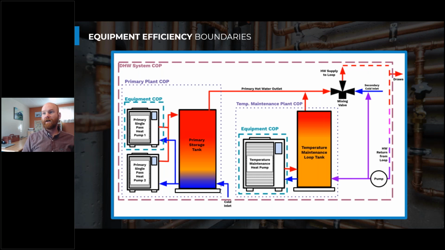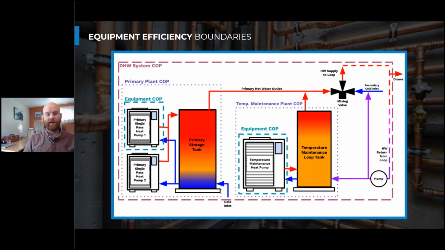So the next thing we're going to talk about is these essential design considerations. But what I would first like to highlight to us all is that we need to understand the equipment efficiency boundaries. Our heat pump water heating equipment may be rated by the manufacturer at a COP, or coefficient of performance, how efficient it is, of around 4.0 for a given product.